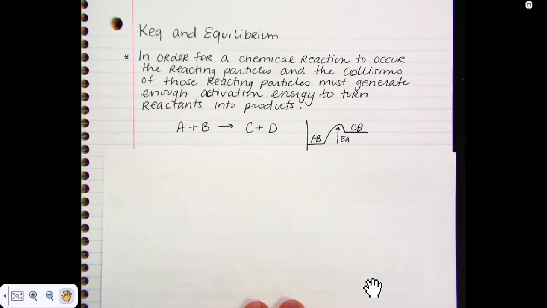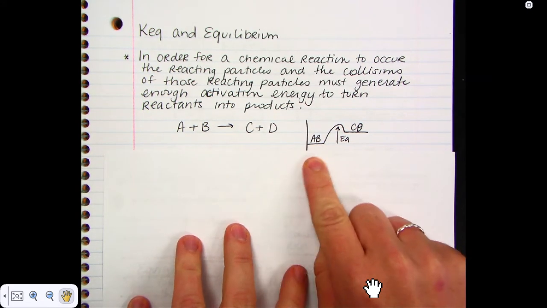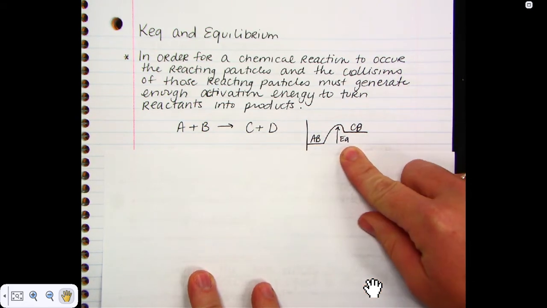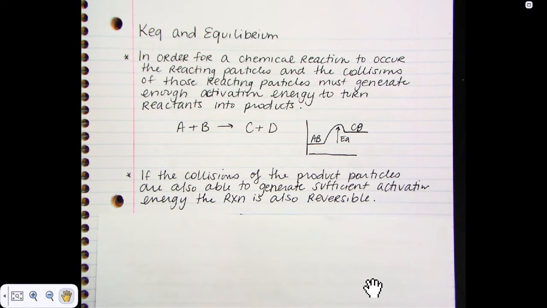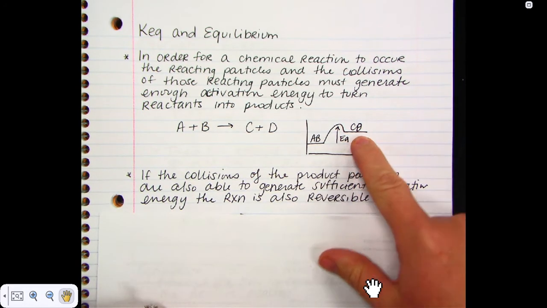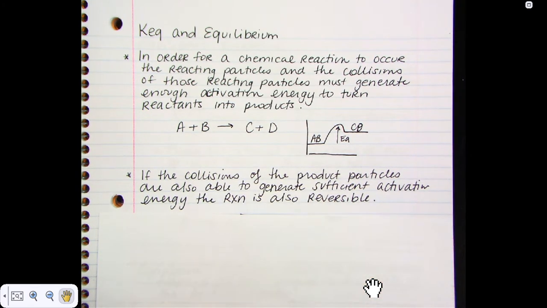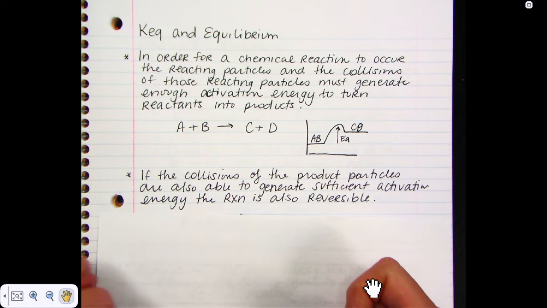And so we see this if we look at a general reaction of A plus B to produce C plus D. In order for A and B to become C and D, they have to produce enough energy in the collisions to overcome the activation energy hump. If the activation energy isn't achieved, then the reaction will not occur. And so in what we call a reversible reaction, the collisions of the product particles, so in this case, C and D, are able to also generate enough activation energy to overcome the activation energy in the reverse direction, which is different than the activation energy in the forward reaction.